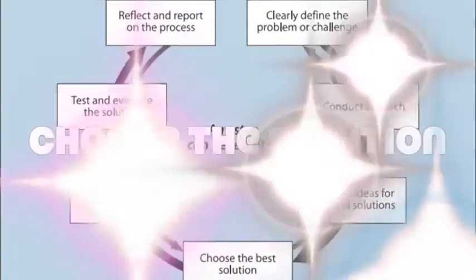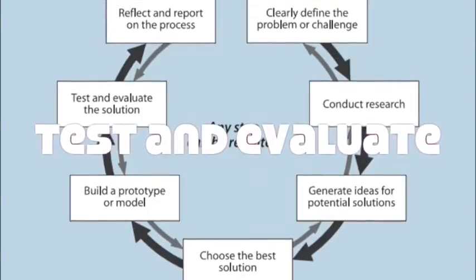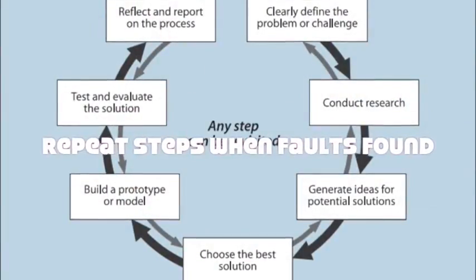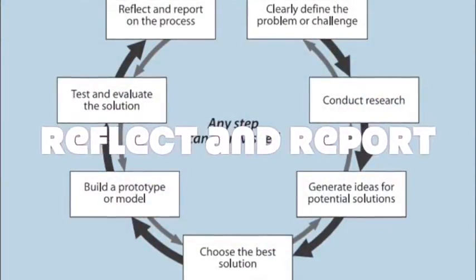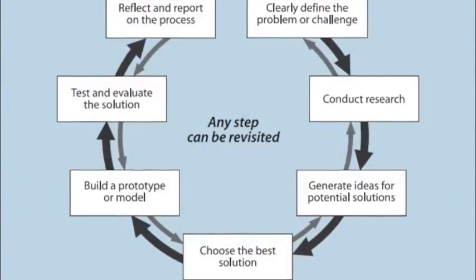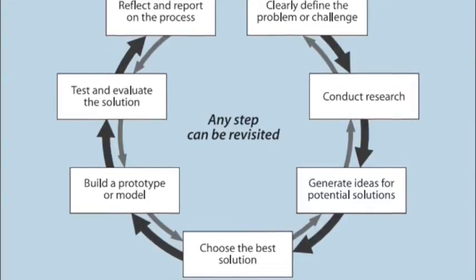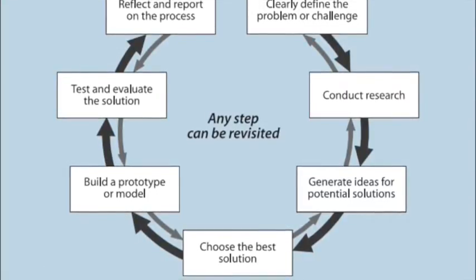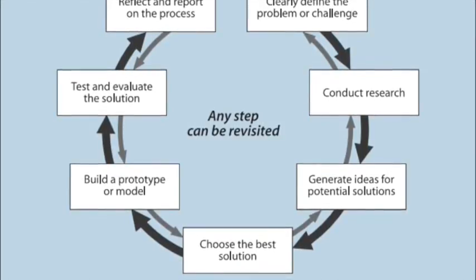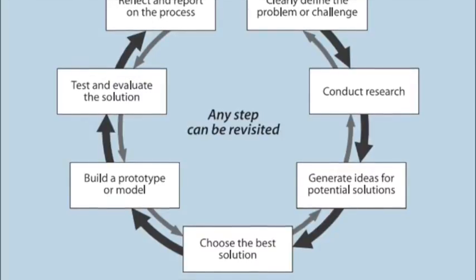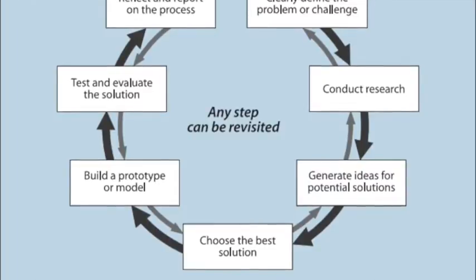Choose the best solution, build a prototype or model, test and evaluate the solution, repeat steps as necessary to modify the design or correct faults, reflect and report on the process. Although processes such as this involve a framework of sequential steps, they are typically iterative processes that may require a retracing of steps, diversions to solve specific problems along the way, or even a return to the start of the process if it becomes clear that the situation needs to be clarified and the problem redefined.